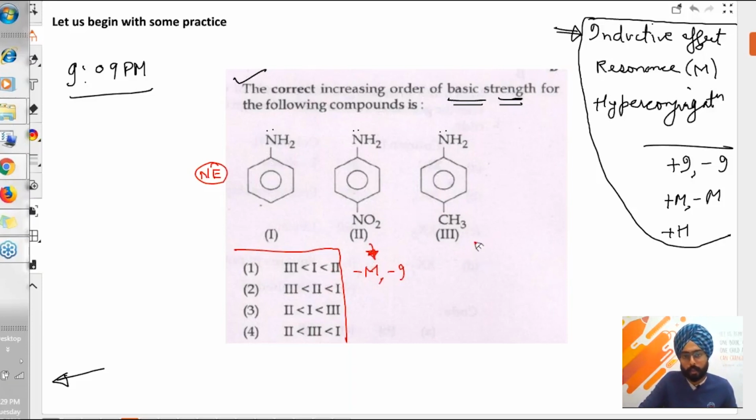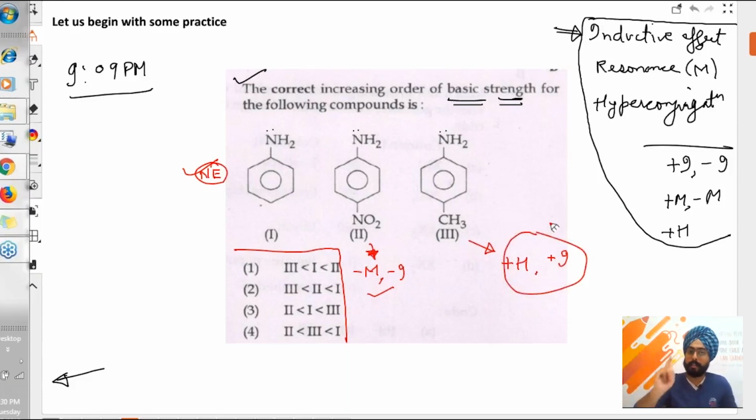Okay, then after that comes the one that has a methyl substituent. Now what is happening in CH3? Basically just a plus H effect. It is releasing via hyperconjugation, and also a slight minor plus I effect exists in the case of an alkyl group. Okay, so we have one with no substituent, we have one in which things are being withdrawn, we have one in which things are being released. Now acidity, release, decrease.